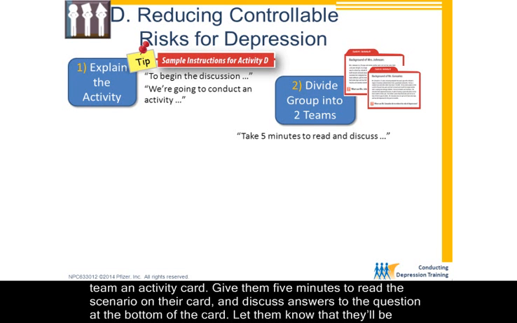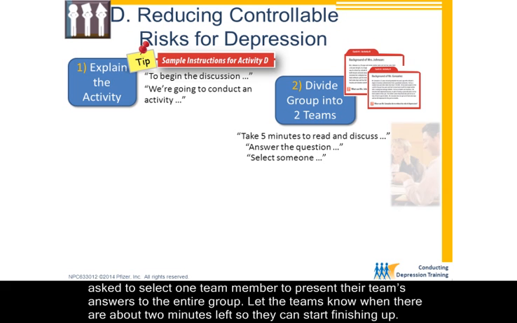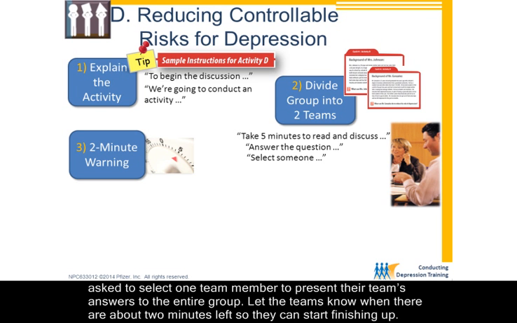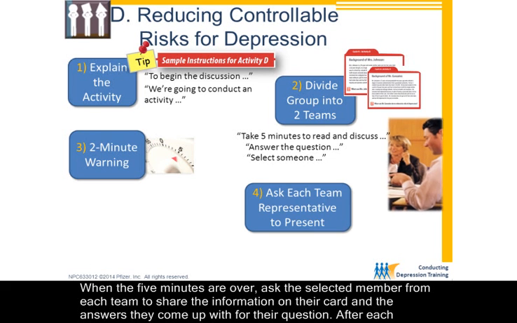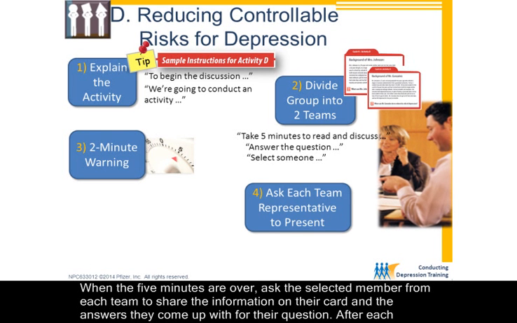Give them 5 minutes to read the scenario on their card and discuss answers to the question at the bottom of the card. Let them know that they'll be asked to select one team member to present their team's answers to the entire group. Let the teams know when there are about 2 minutes left so they can start finishing up. When the 5 minutes are over, ask the selected member from each team to share the information on their card and the answers they come up with for their question.